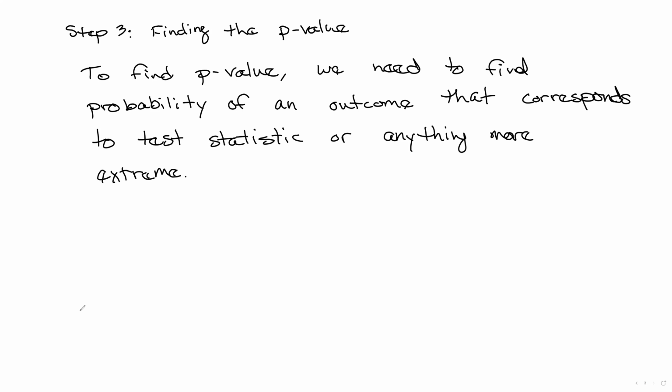So this is a little bit complicated because there are a few different types of tests. All right, so what I'm going to do is break it down into cases. So case one, if the alternative hypothesis has not equal to, you're going to need to do a two-tailed test.